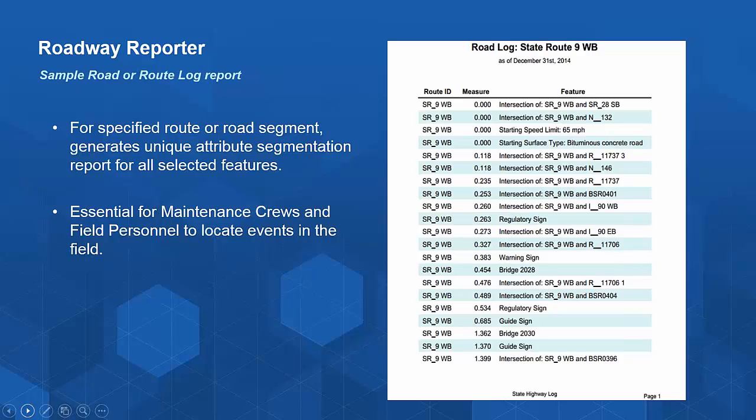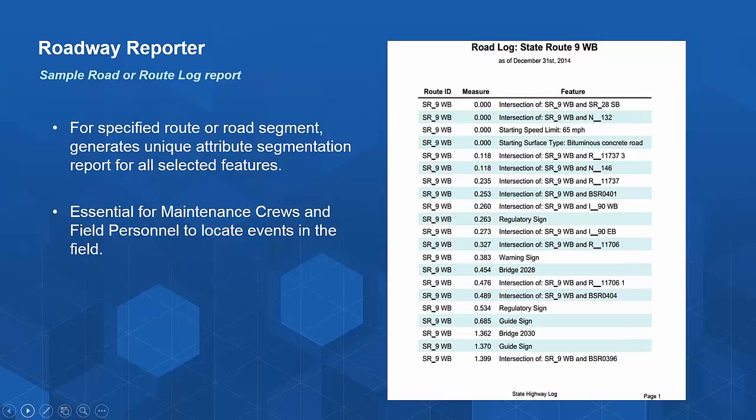The third and final report is the road or route log report, and in essence it generates a list of all of the assets as well as every event layer change as you traverse the road. These are most often used for maintenance or for field workers, and it lets staff locate events in the field as they drive the roadway.